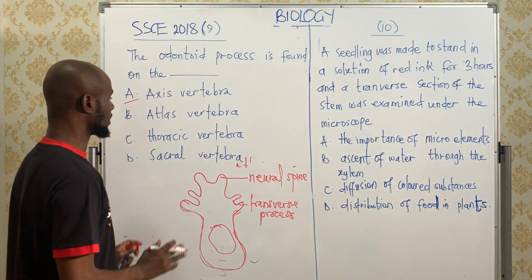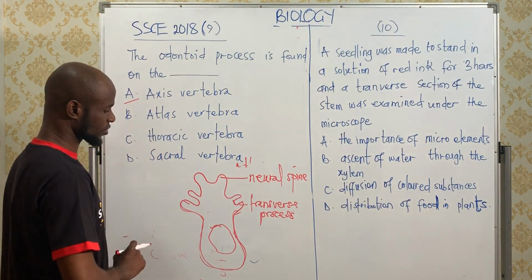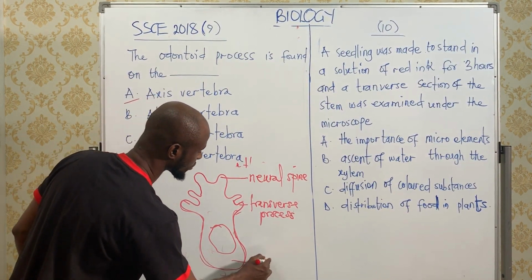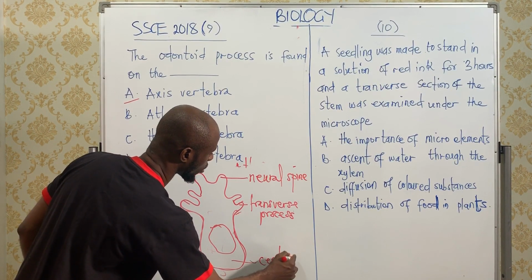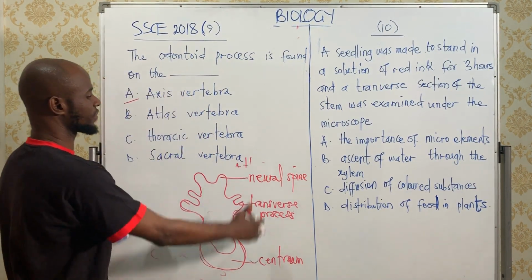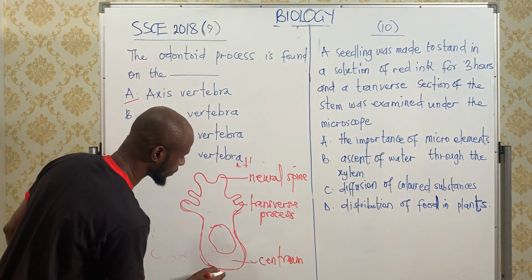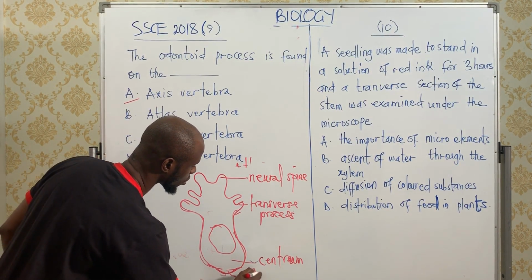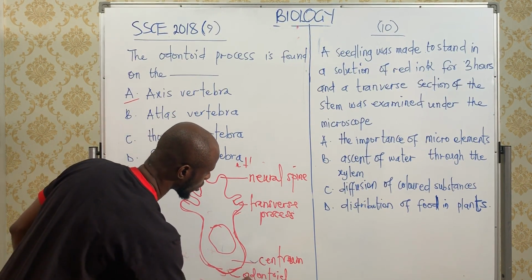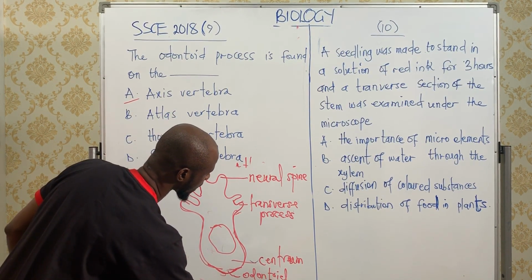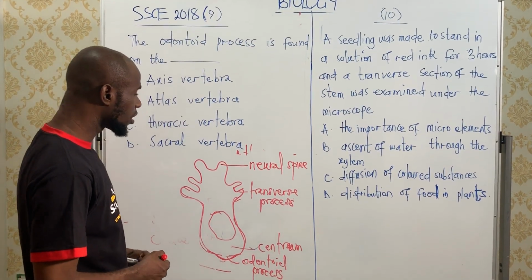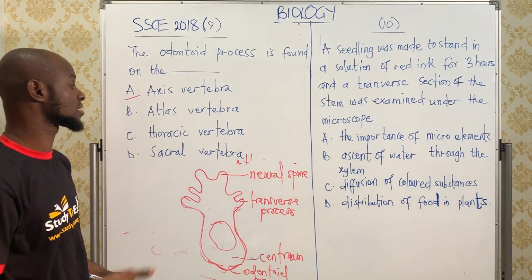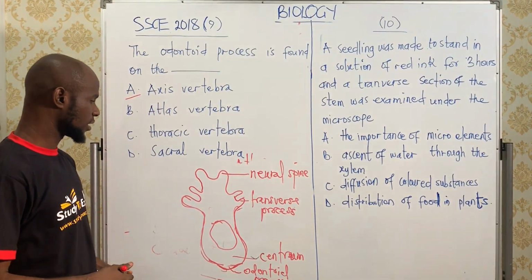Then what concerns us is the odontoid process. The base of each of the vertebrae is called the centrum. The centrum of the axis has a prominent structure called the odontoid process. The odontoid process is that particular structure with which the axis articulates or joins with the atlas in the upper part of the neck.